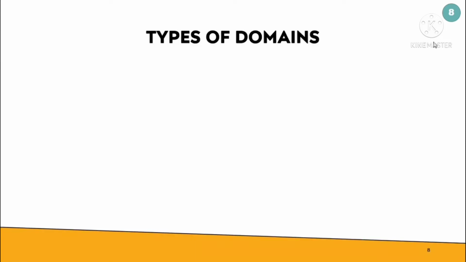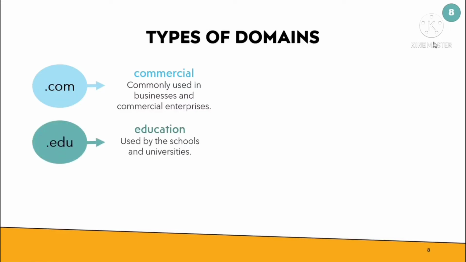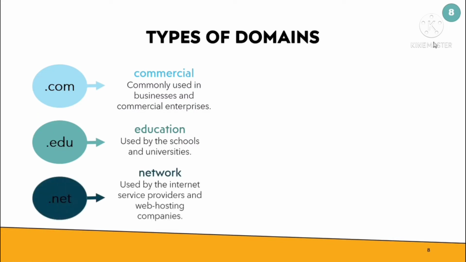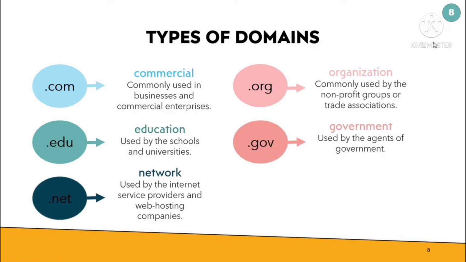So here are types of domain. .com stands for commercial. It is commonly used in businesses and commercial enterprises. .edu for education, and it is used by schools and universities. .net for network. It is used by the internet service providers and web hosting companies. .org for organization. It is commonly used by non-profit groups or trade associations. .gov for government, and it is used by the agencies of government.